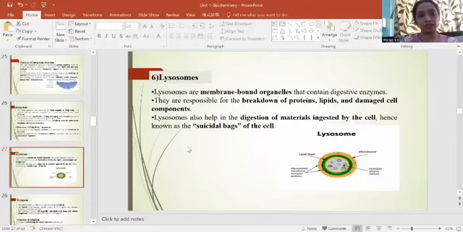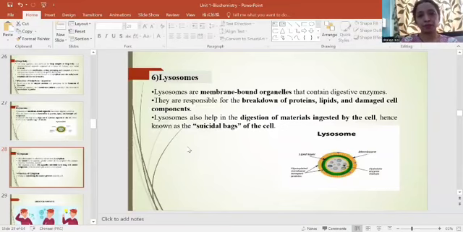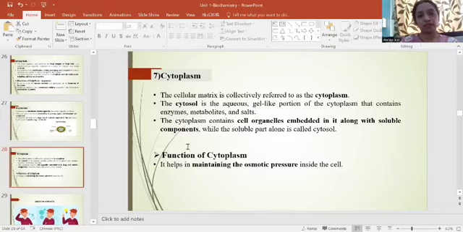Lysosomes are membrane-bound organelles. They are responsible for the breakdown of proteins, lipids, and damaged cell components. Lysosomes also help in the digestion of materials ingested by the cells, hence they are also known as suicidal bags. Below is the structural representation of your lysosomes. Next one is cytoplasm, a very important component of your cell. The cellular matrix is collectively referred to as cytoplasm. Cytosol is the aqueous gel-like portion of the cytoplasm that contains enzymes and metabolite salts. Functions of your cytoplasm: it helps in maintaining osmotic pressure inside the cell.